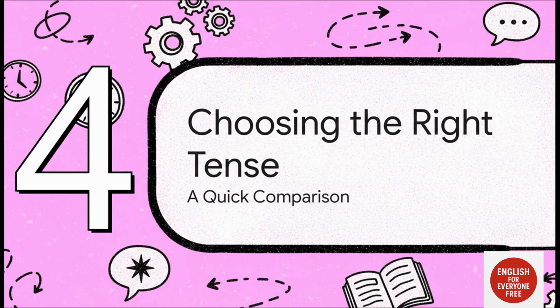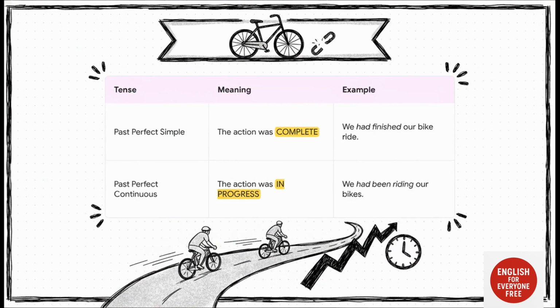Now you might be thinking, this sounds a little bit like other past tenses I know. And you'd be right, they're close cousins. So let's put this one side by side with its closest relative to make the difference completely clear. The key difference really just boils down to one simple idea. Was the action complete or was it still in progress? Past perfect simple, we had finished our ride, means the action was done, over. But past perfect continuous, we had been riding our bikes, means it was still happening when we saw Paul. That one little change completely flips the meaning of the story.